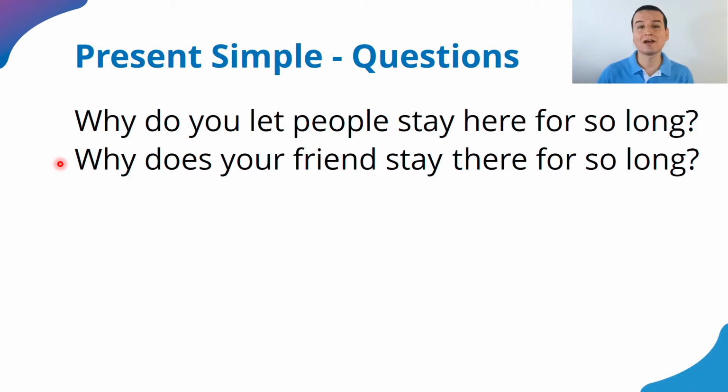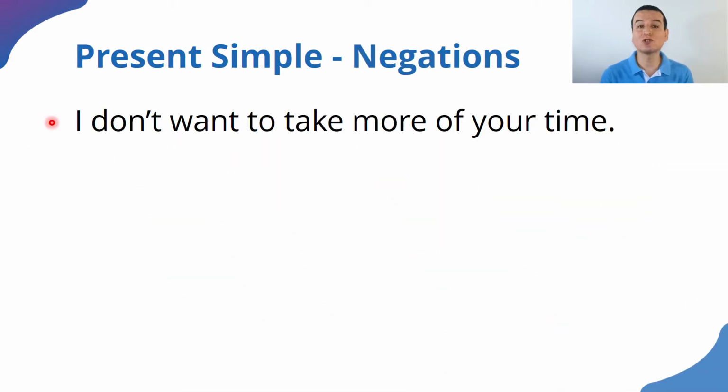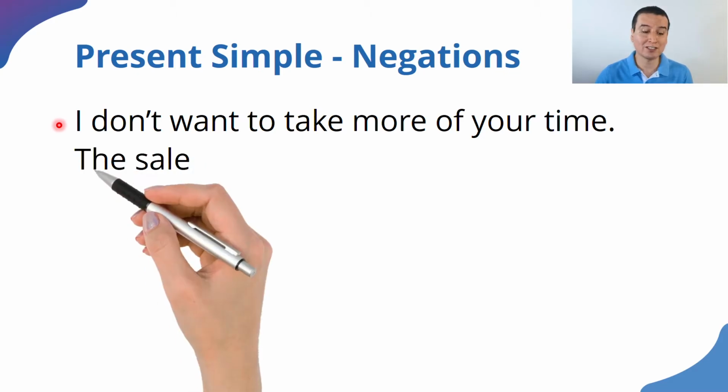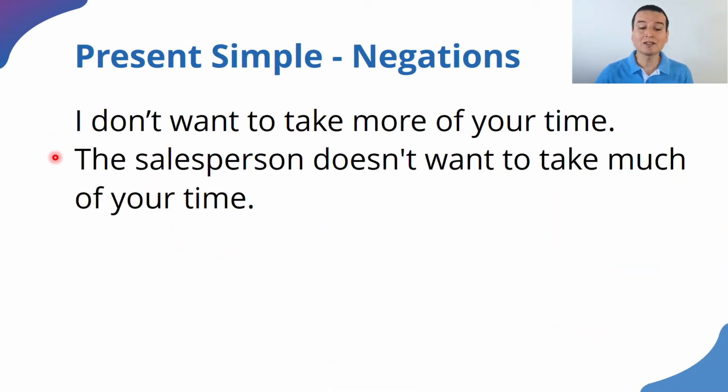Those auxiliaries also occur in negations. For negations, we use the word not and we attach it to the auxiliary of the sentence. In this case, for example, we're saying, I do not want to take more of your time. It's like saying, I don't want to take more of your time if we are using the contraction. The salesperson doesn't want to take much of your time. Why?